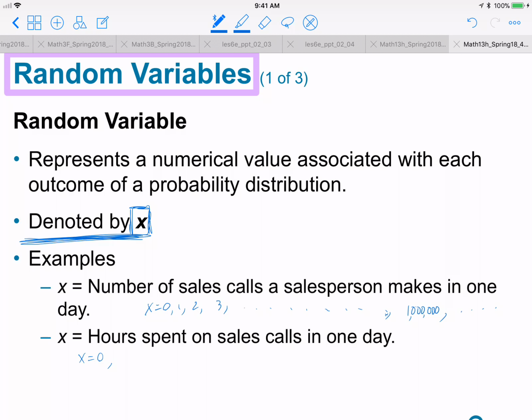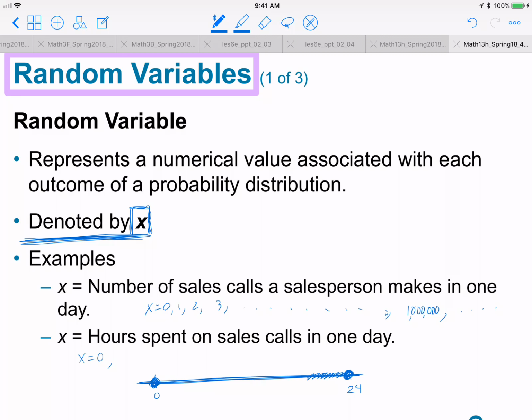You could spend half an hour, right? Couldn't you spend 30 minutes? You could spend 2 minutes. You could spend 1 minute and 45 seconds. So for this random variable, the possibilities are anything from 0 to 24. And I'm using interval notation here because you could spend 24 hours.